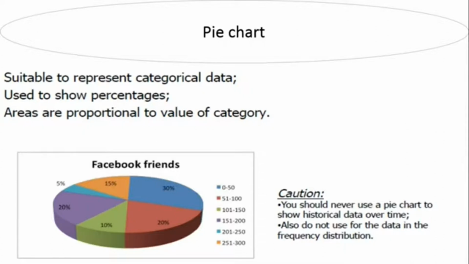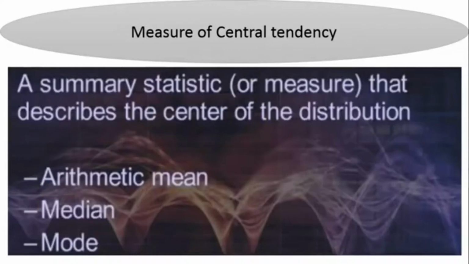But be cautious, because you should never use a pie chart to show historical data over time, and you also do not use it for data in a frequency distribution. So let's pass to the measures of central tendency. Central tendency is a summary statistic or a measure that describes the center of the distribution.